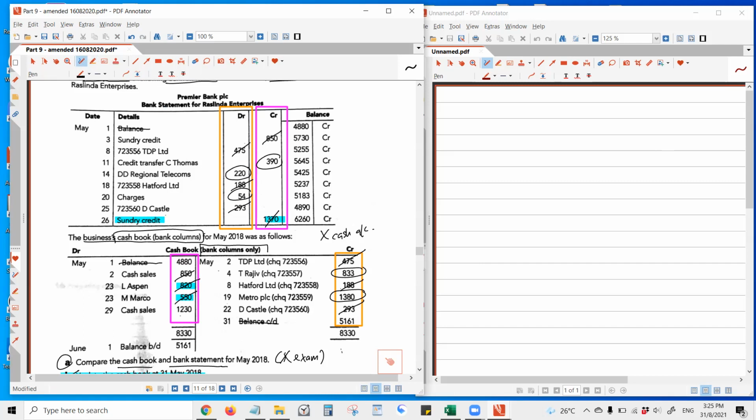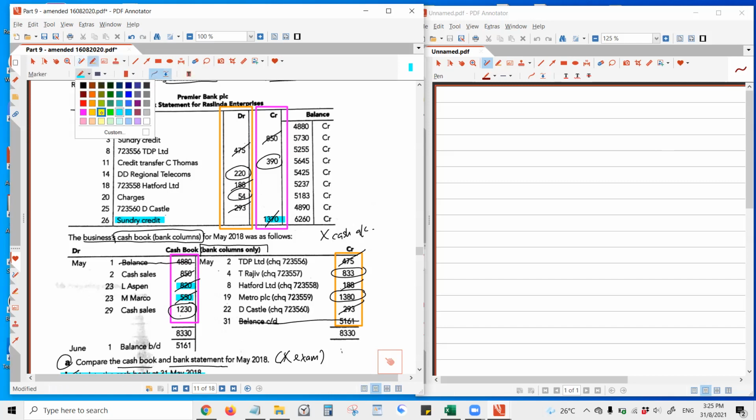Okay, no other ways. Okay, 1230. Does 1230 appear in the bank statement? No, so circle it. Okay, once again, balances, ignore them for now. Balances, ignore them. You don't need them. Okay, now we have done this comparison. And what do you think?